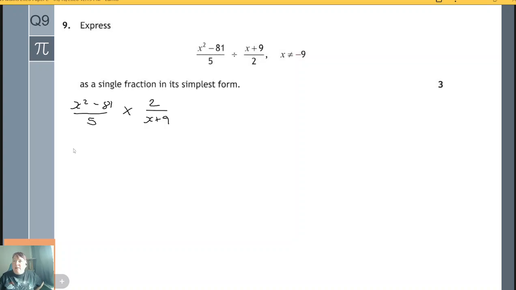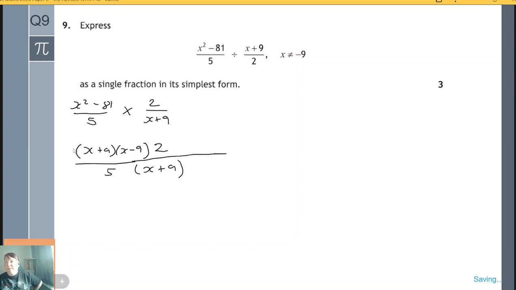x squared minus 81. 81 is a square number, so we have a difference of two squares going on here. We've got x plus 9 and x minus 9 all over 5. Remember, when you're multiplying fractions, you just keep multiplying. So the top gets multiplied and the bottom gets multiplied. That line's rather long. Right, x plus 9 on the bottom, x plus 9 on the top, all multiplying, so we can get rid of them and simplify it down.